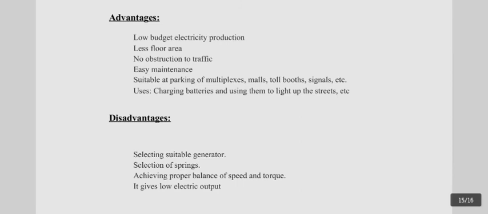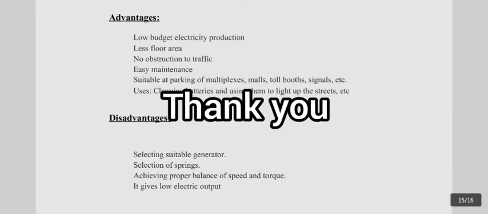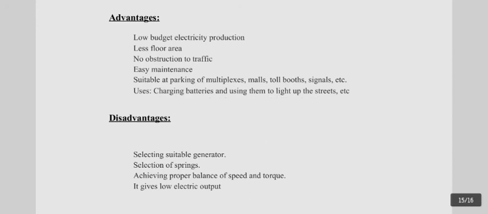Advantages: low budget electric production, less floor area, no obstruction to traffic, easy maintenance, suitable at parking of multiplex, mall, toll booth, signals, etc. Uses: charging batteries and using them to light up the streets, etc. Disadvantages: selecting a suitable generator, selection of springs, achieving proper balance of speed and torque. It gives low electric output.